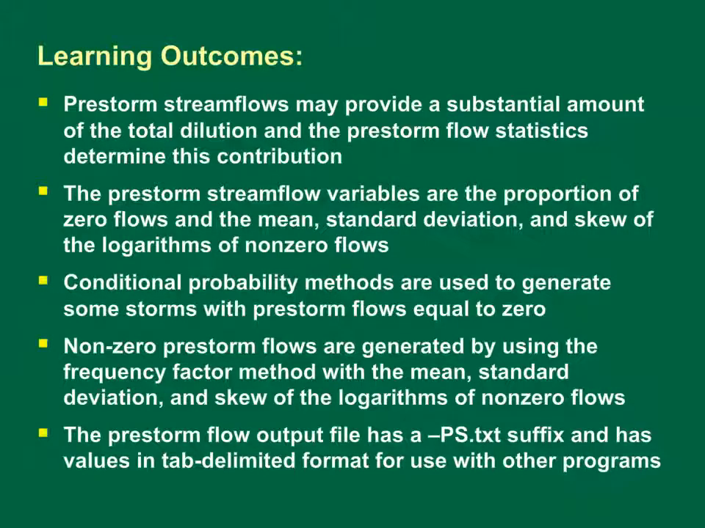In this module, we learned that pre-storm streamflows may provide a substantial amount of total dilution, and the pre-storm flow statistics determine this contribution. The pre-storm streamflow variables are the proportion of zero flows and the mean, standard deviation, and skew of the logarithms of non-zero flows. Conditional probability methods are used to generate some storms with pre-storm flows equal to 0. Non-zero pre-storm flows are generated by using frequency factor methods with the mean, standard deviation, and skew of the logarithms of non-zero flows. The pre-storm flow output file has a -ps.txt suffix and has values in tab-delimited format for use with other programs.